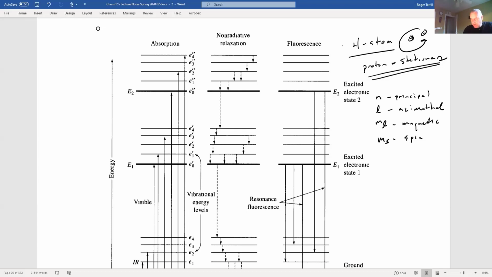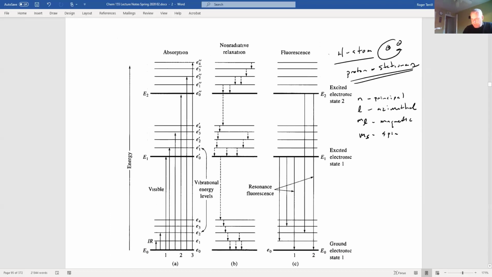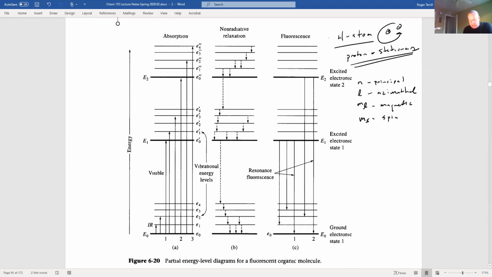So now when we go to a big old molecule here, having zero preparation for this, what is changing between E0 and E1? Is it n, l, m sub l, or m sub s? Are you guys still there? Are you talking about A, B, or C? Any one of them.